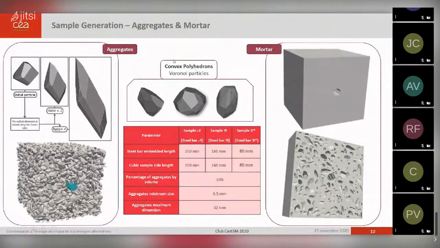They were convex polyhedrons. They were initially only particles. Each particle was rescaled randomly, which finally leads to a large number of unique particles. Each one cannot be similar to another. These particles are then spread surrounding the steel bar in the sample, after which the mortar fills the spaces. The sample was then ready to be meshed using Salome.